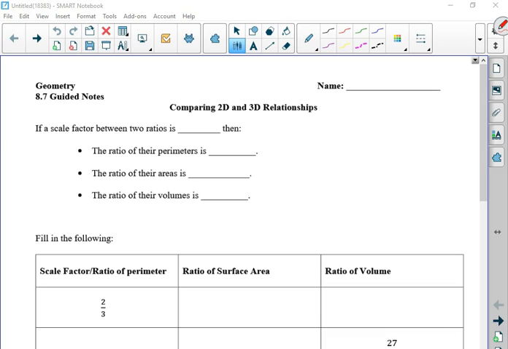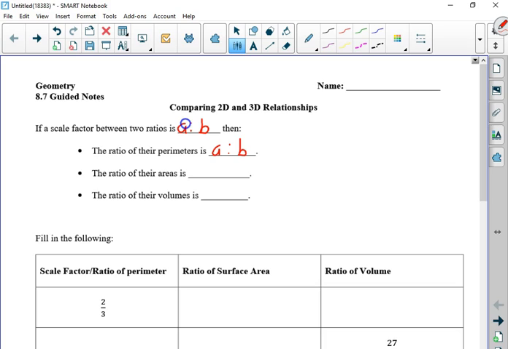If the scale factor between two figures is A to B, then the ratio of their perimeters is the same, A to B. Because remember, the perimeter of a triangular prism is still the perimeter of that base. So it's still the perimeter of that two-dimensional object.